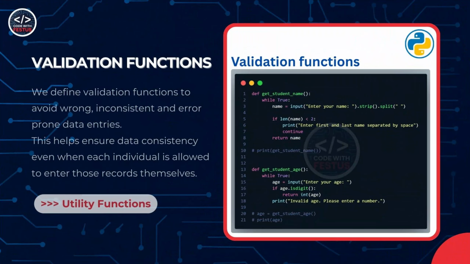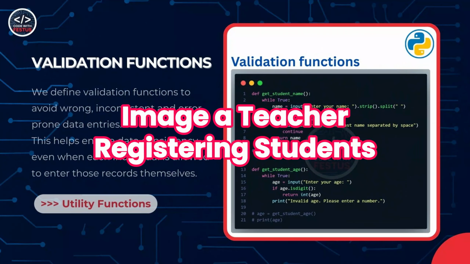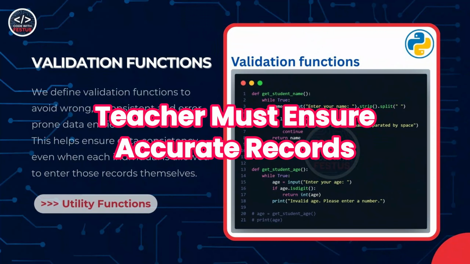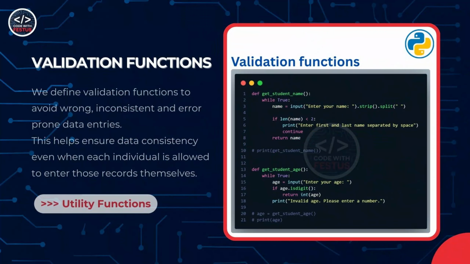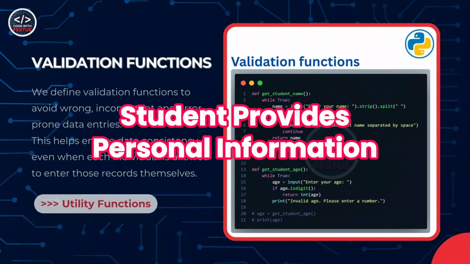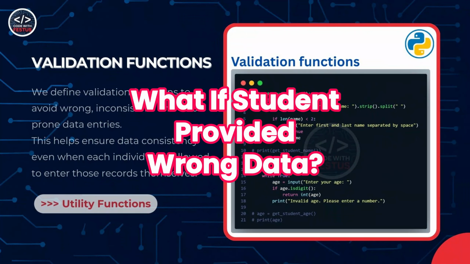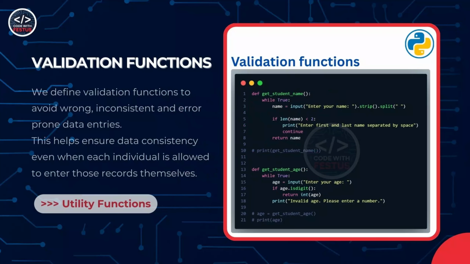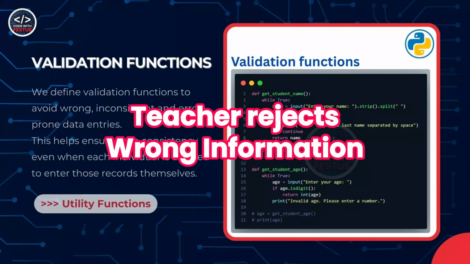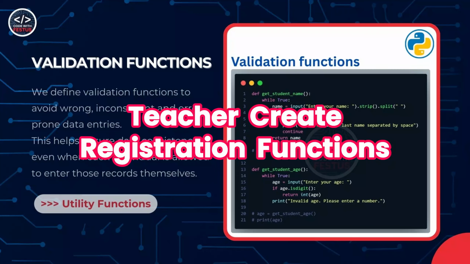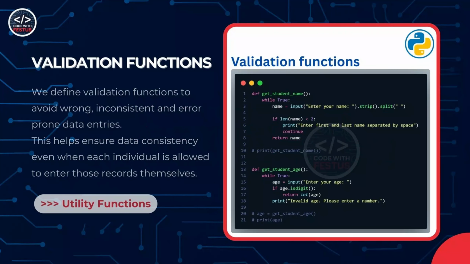Let's take a practical approach to this. Imagine a teacher having the responsibility of registering students for a course or class. The teacher must ensure the records given by the student are accurate by set standards. The hypothetical scenario would be, a student walks into class and provides their personal information as, my name is John Doe, I am 15. But what if they only wrote their first name, wrote age in letters instead of numeric, or omit their age entirely? The teacher can't register unclear information, so instead of trusting every answer, the teacher creates a validation routine, starting with a name validator.